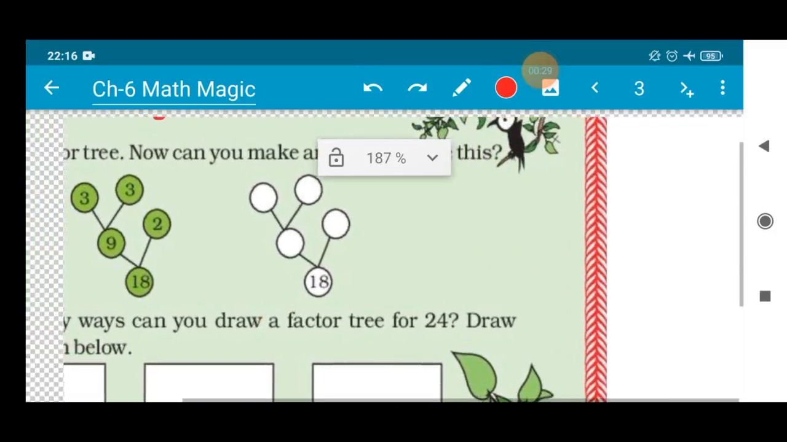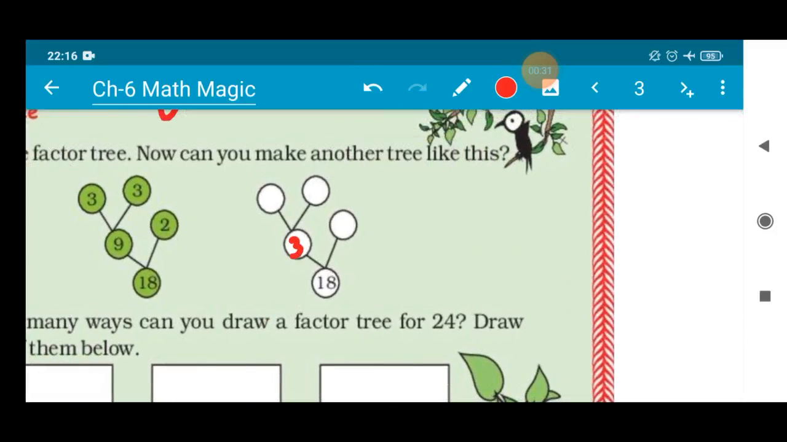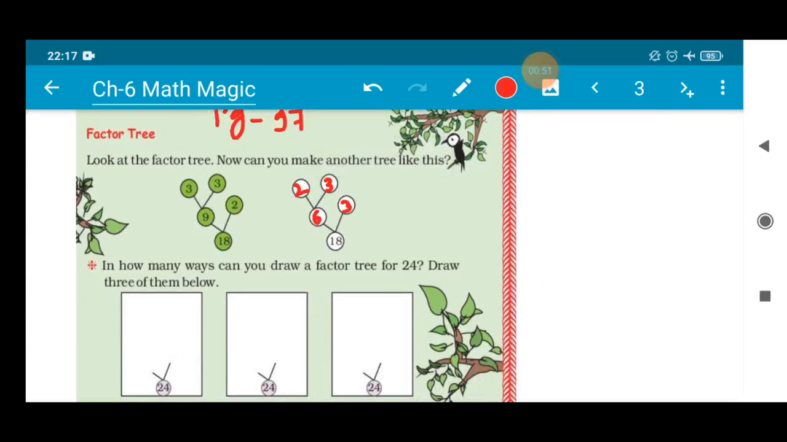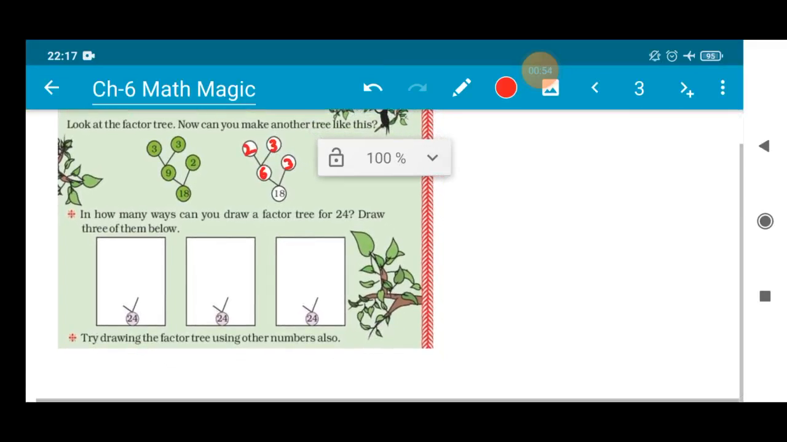If they have used 9 into 2, I can use 3 into 6 here. Why am I writing 3? Because 3 doesn't have any other factor except 1 into 3, so I cannot distribute that. But 6 can be divided into 2 into 3. 2 threes are 6. So yes, this is another factor tree for 18. You can have a variety of factor trees. It's not that you take one factor and that is the final tree. So you have a variety of options.